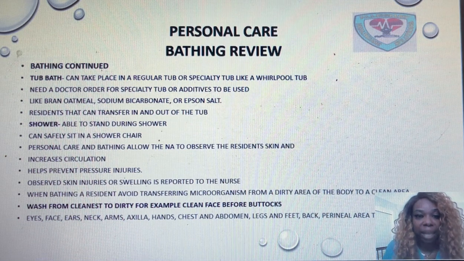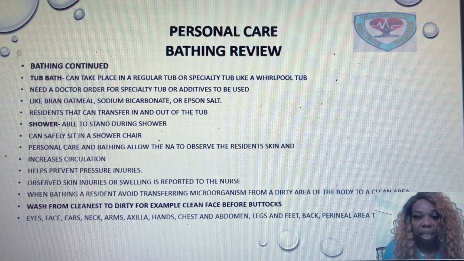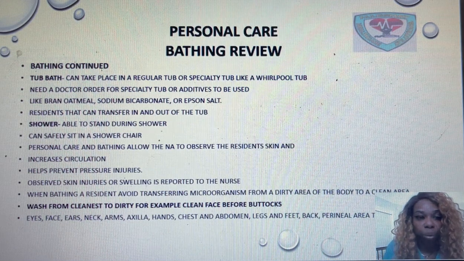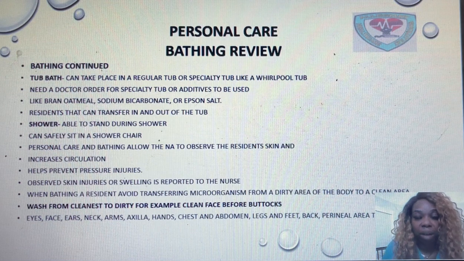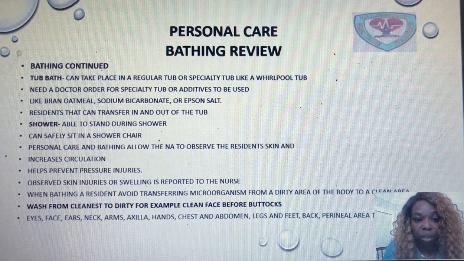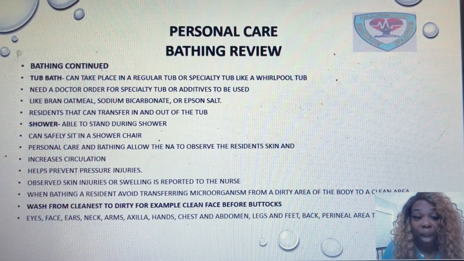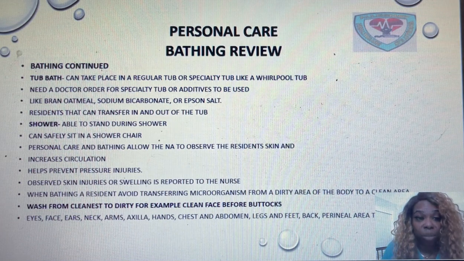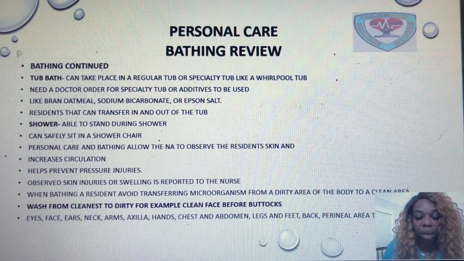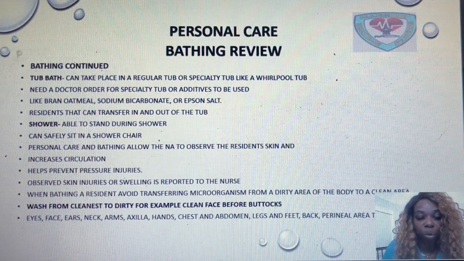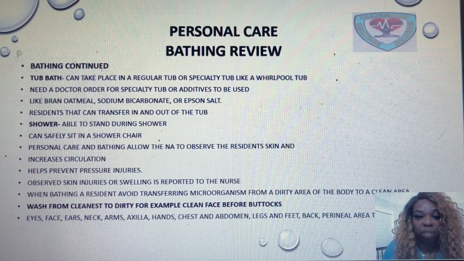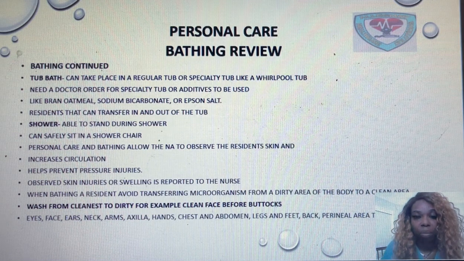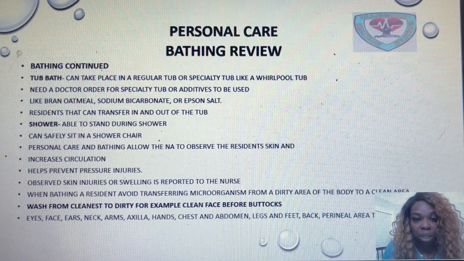Keep in mind that when a resident is submerged in a whirlpool, a doctor order has to be in place, and there also has to be an order for the specialty or additives that may be added to a specialty tub, like bran oats, sodium bicarbonate, or Epsom salt. There must be a doctor's order for these additives to be used when a resident is in a whirlpool tub.